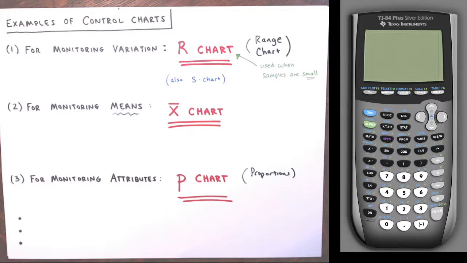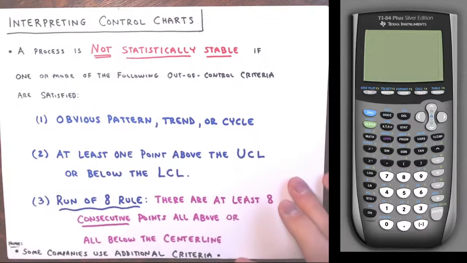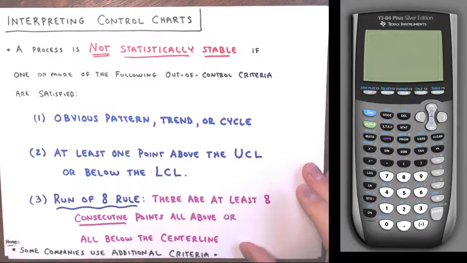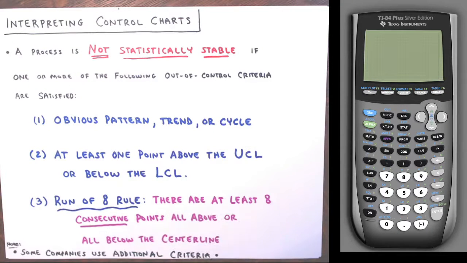And then the whole point of making these charts is to interpret them, right? We have to decide whether or not the process being studied, the process being monitored, is within statistical control or not, or statistically stable or not. I went over some criteria in the last video as well, but those criteria can be summed up with these three rules that we're going to follow. And there could be more, depending on what company or what author is discussing their control charts.